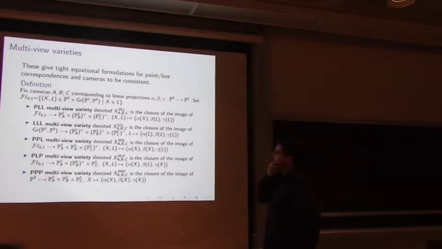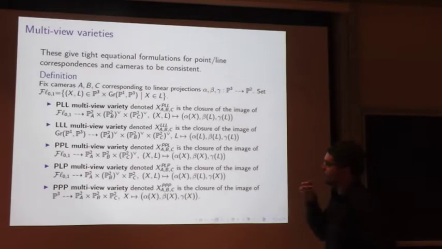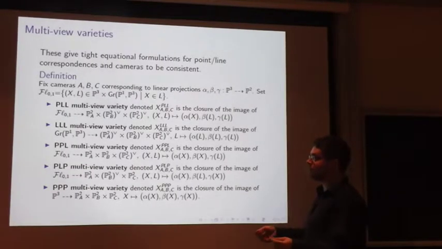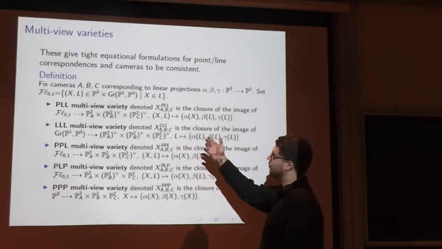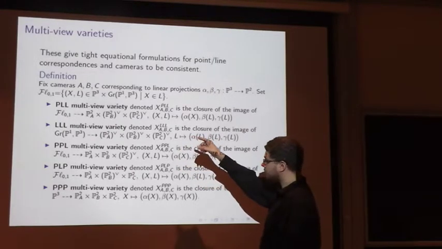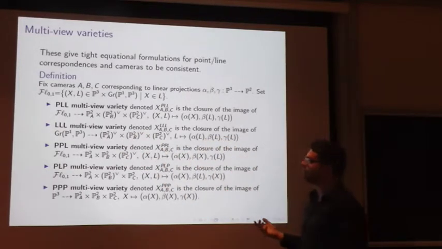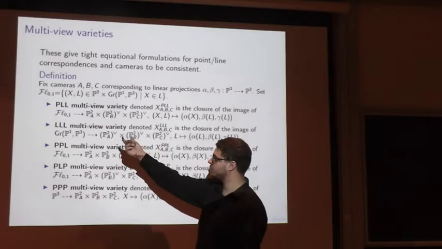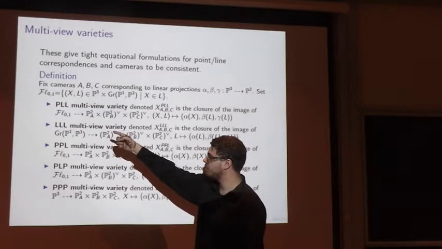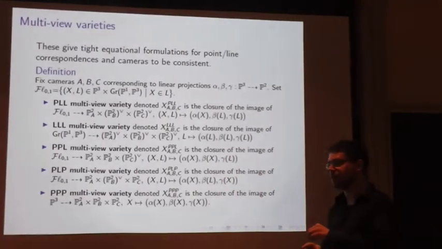So here in three views, we don't just consider point matches, but also lines. For example, the point-line-line multiview variety, PLL, lives inside P2 times P2 dual times P2 dual, and it consists of all points and lines that are consistent under A and B. So it's the Zariski closure of the image of a rational map out of the Fano variety of points on lines in P3.